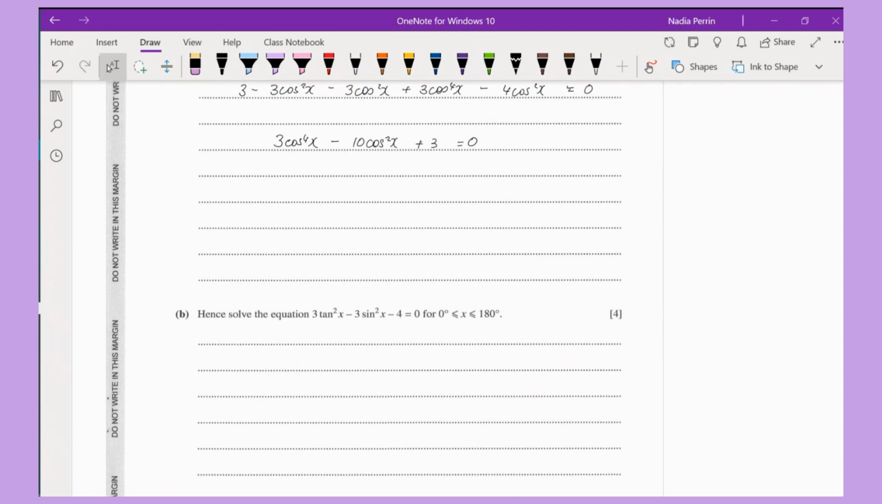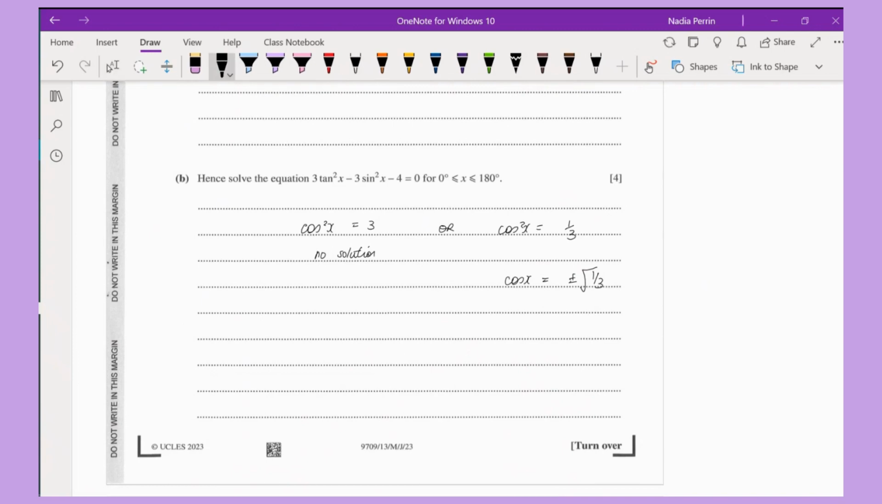So we can factorize this one, and we end up with cos squared x is equal to 3, or cos squared x is equal to 1/3. Of course, this has no solution. This one, when we square root it, cos x can equal plus or minus root 1/3. So we need to inverse cos each of those, and that ended up with 54.7. Remember, degrees need to be to 1 dp, not 3 sig figs like the rest of them.